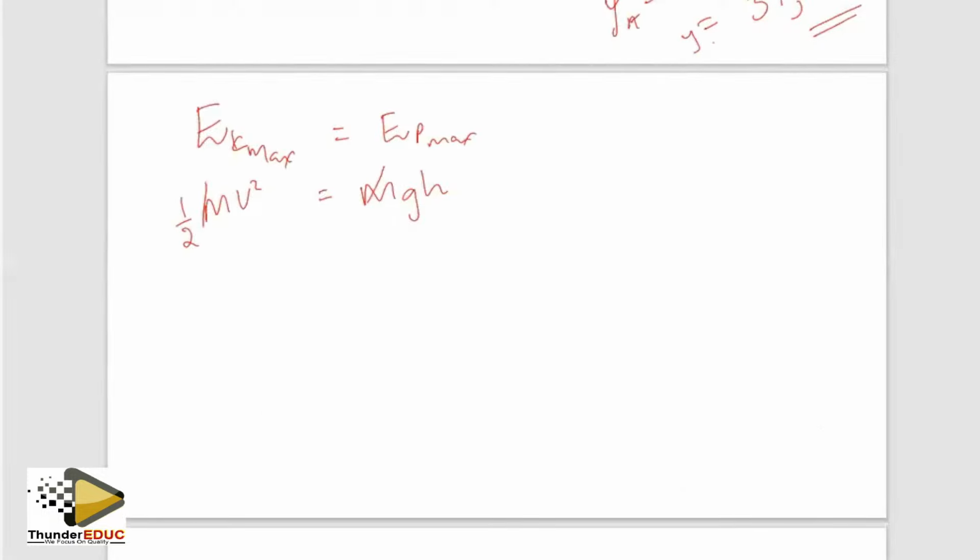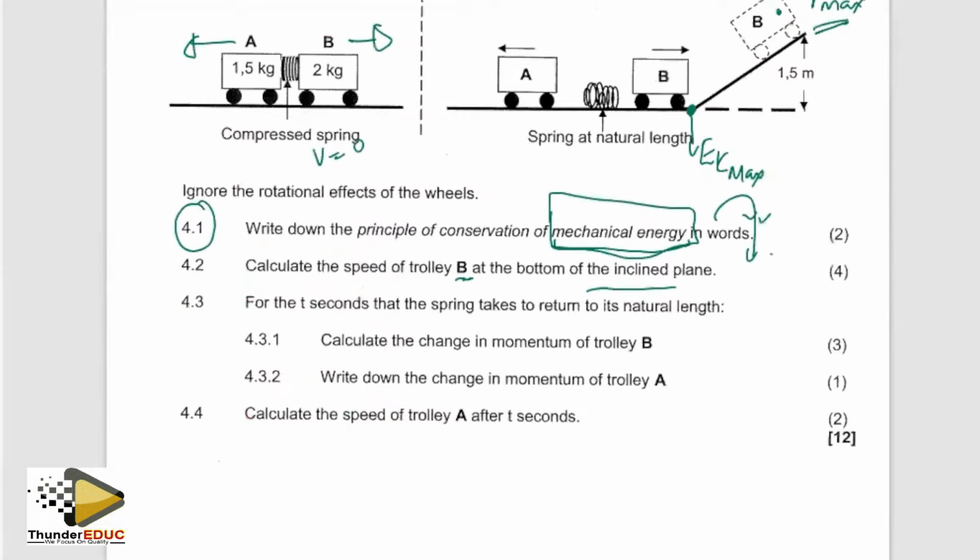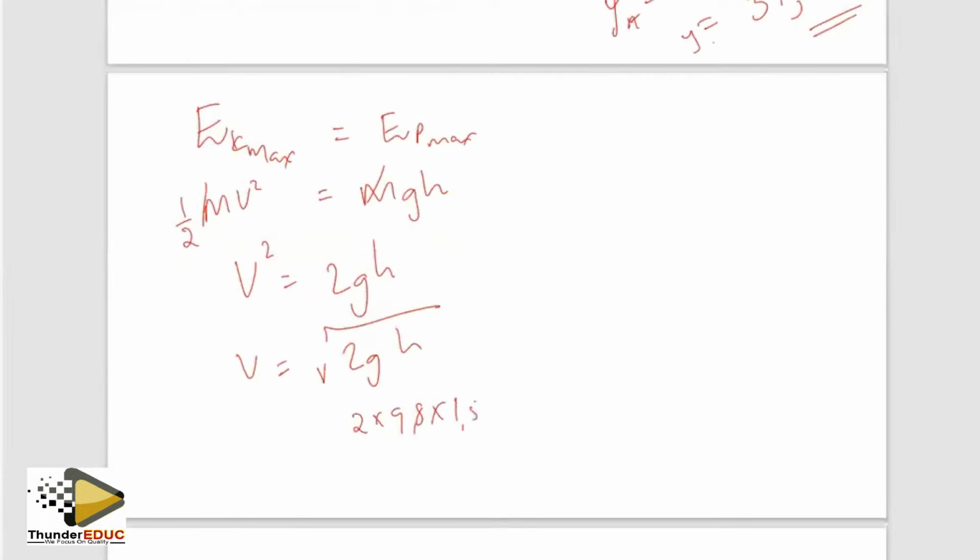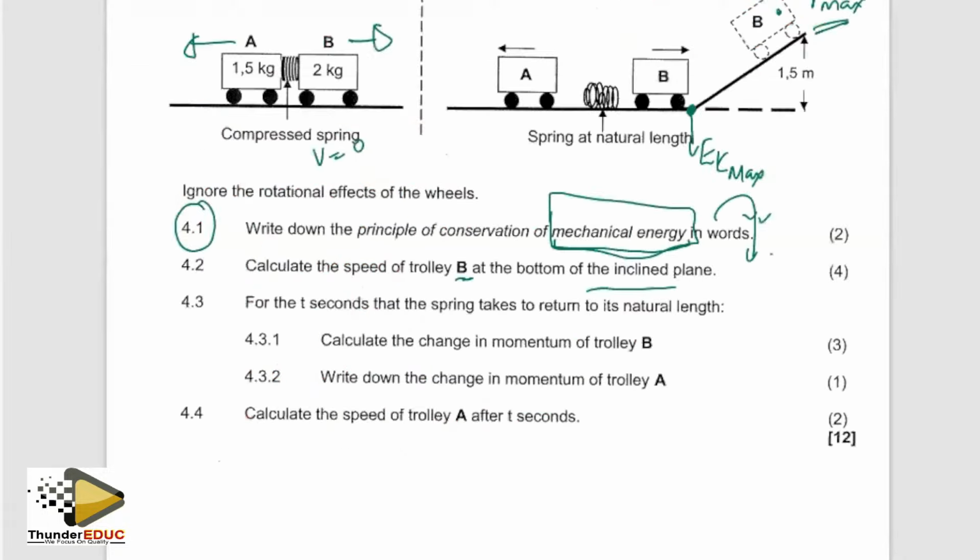Then since we're looking for v, I'll say v squared is going to be 2gh, and then I can find the square root of 2gh. So 2 times 9,8 multiplied by the height, which is 1,5, under the square root. Okay. So if I punch this into my calculator, this becomes 5,42 meters per second. So that is the velocity of this trolley B just before the incline.